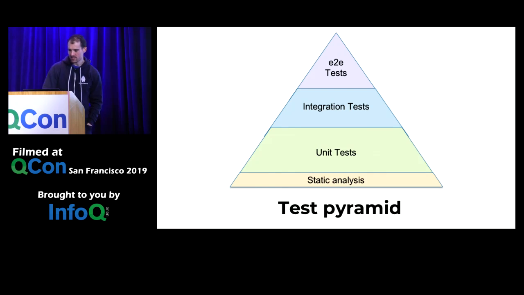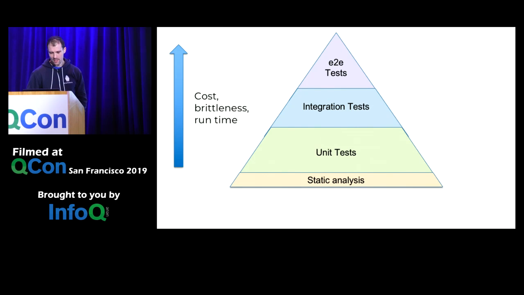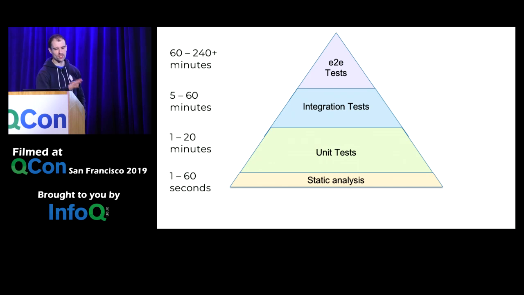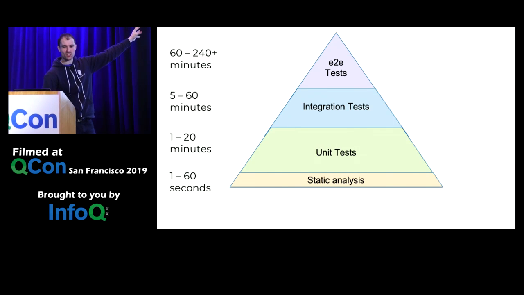And the reason for that has to do with this little test pyramid. So we have static analysis and unit tests at the bottom, integration tests, end-to-end tests. So the thing about this pyramid is as you go up the pyramid, the cost to write the test, how brittle the test is, and how long it takes to run goes up very quickly. So these are some really rough numbers. Obviously, it depends on your particular use cases, but typically static analysis runs in seconds, unit tests in a low number of minutes, integration tests take more minutes, end-to-end tests from scratch take hours.